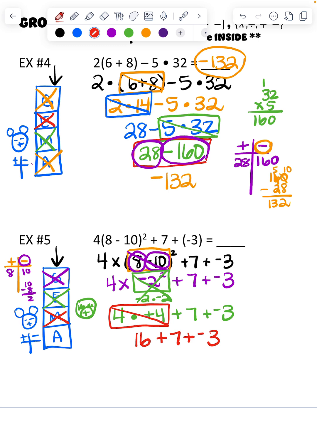So I look and I see, okay, everything left is an additive relationship. So I'm going to move left to right. So I'm going to box 16 plus 7. 16 plus 7 is 23, and mark it off. And I rewrite everything outside the parentheses. I still have some additive relationship to go, so I'm going to box it.